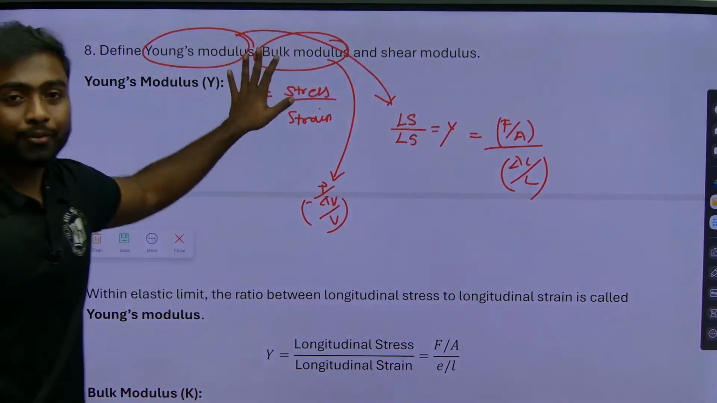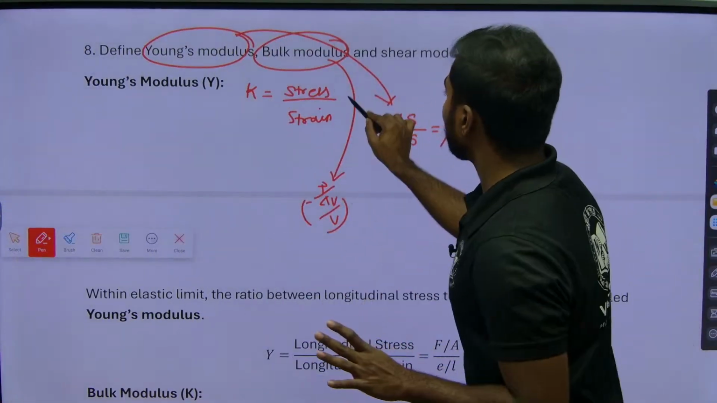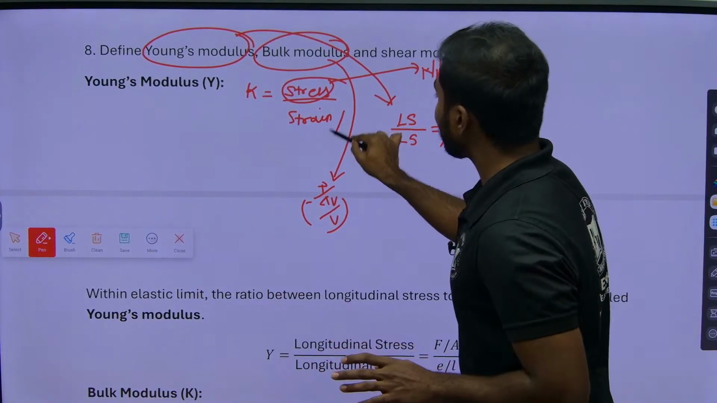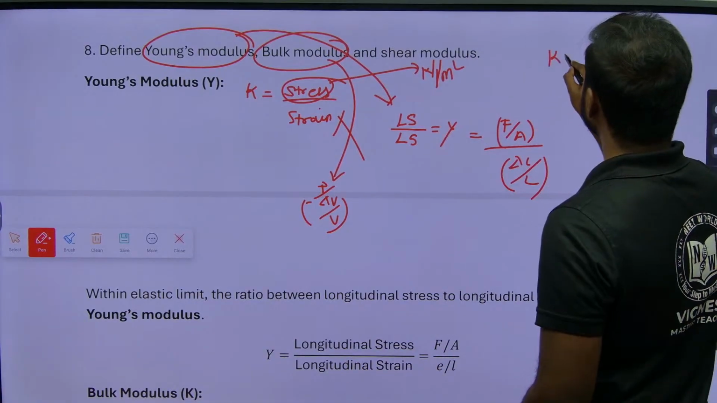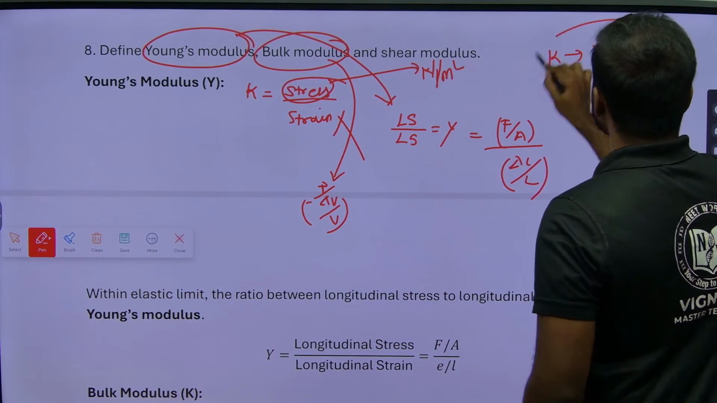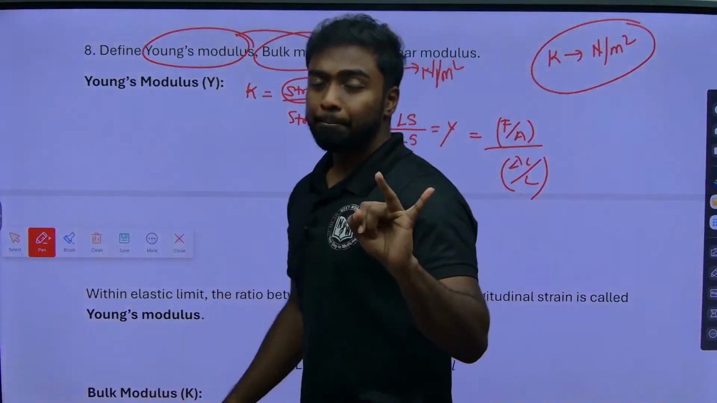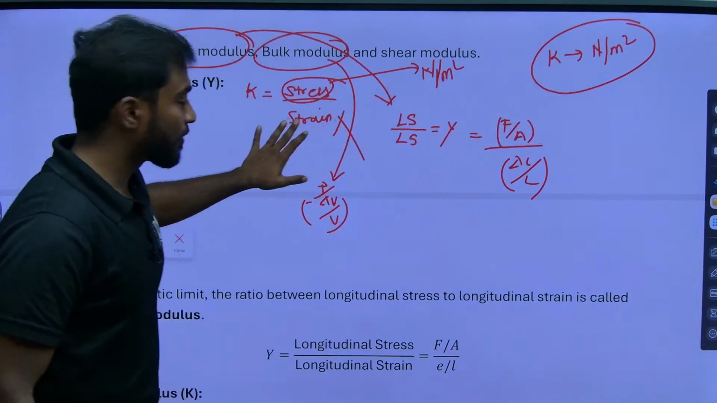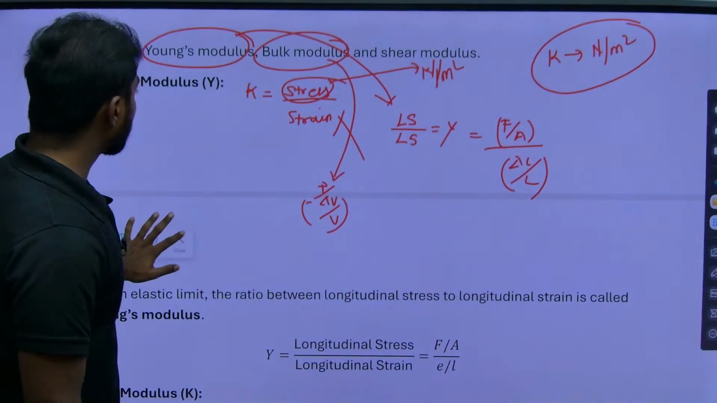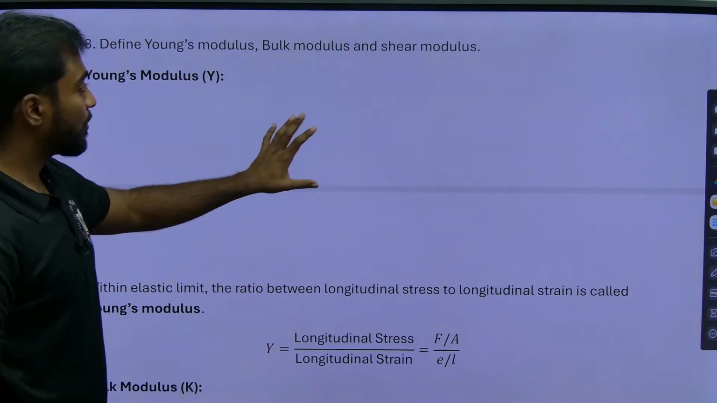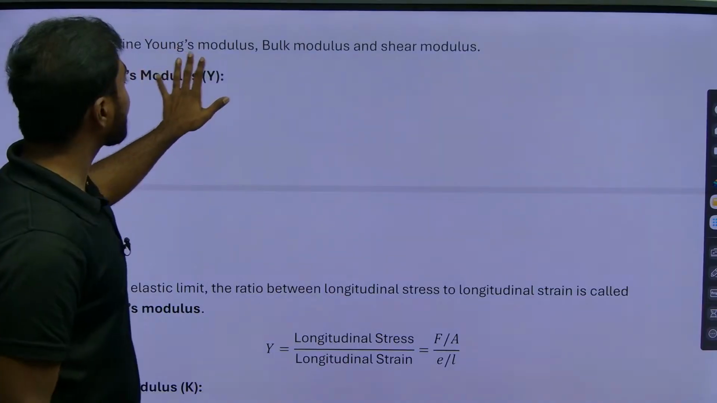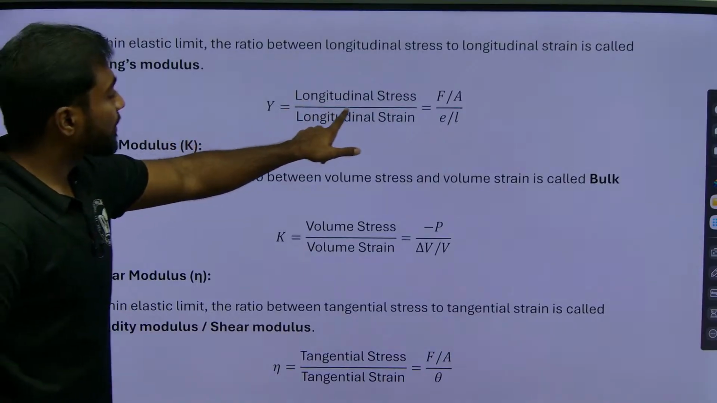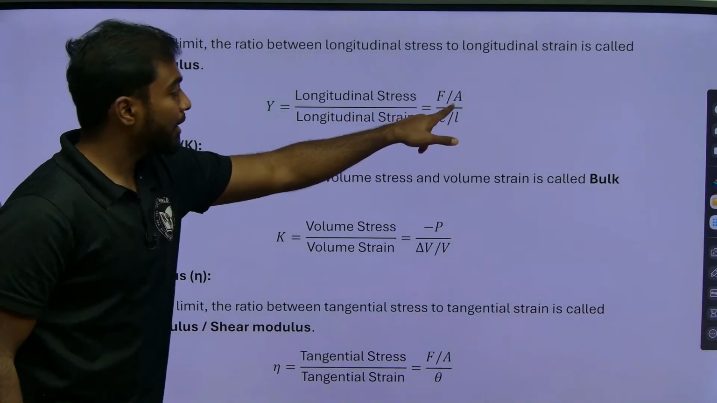So what is the unit of Young's modulus of elasticity? Stress has the unit Newton per meter square, and strain doesn't have units. So K has the unit of Newton per meter square. For both stress and modulus of elasticity we have the same unit, Newton per meter square, but strain doesn't have any unit. So this is the first point we want to know before going into the topics Young's modulus, bulk modulus, shear modulus. Now Young's modulus is longitudinal stress by longitudinal strain, F by A divided by delta L by L.